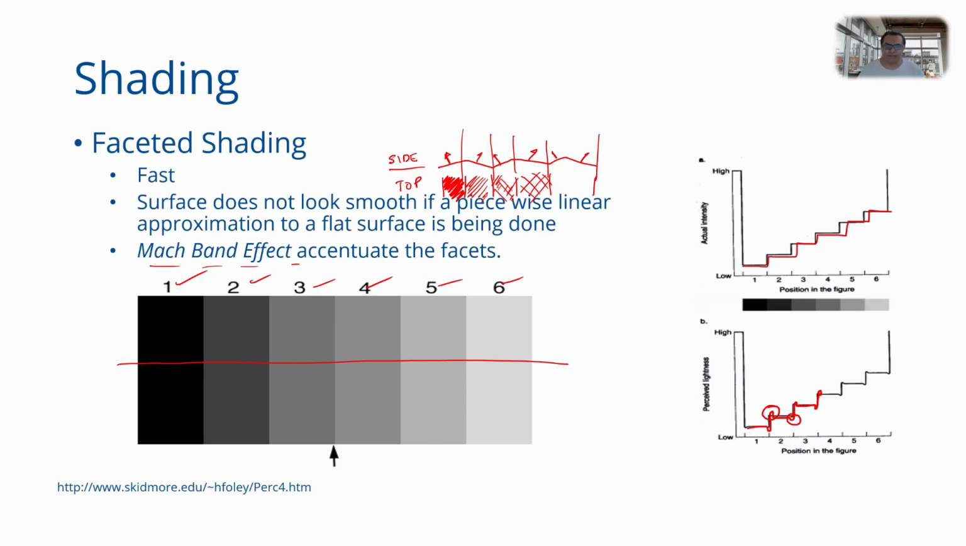And why does the Mach band effect happen? It is because our visual system is more attuned to picking up differences in intensity or changes in intensity than it is to picking up flatter intensity regions. So our visual system tends to accentuate these differences in intensity, and instead of perceiving an intensity profile like what is shown in A, we end up perceiving what is shown in B. So this is a major disadvantage for faceted shading.